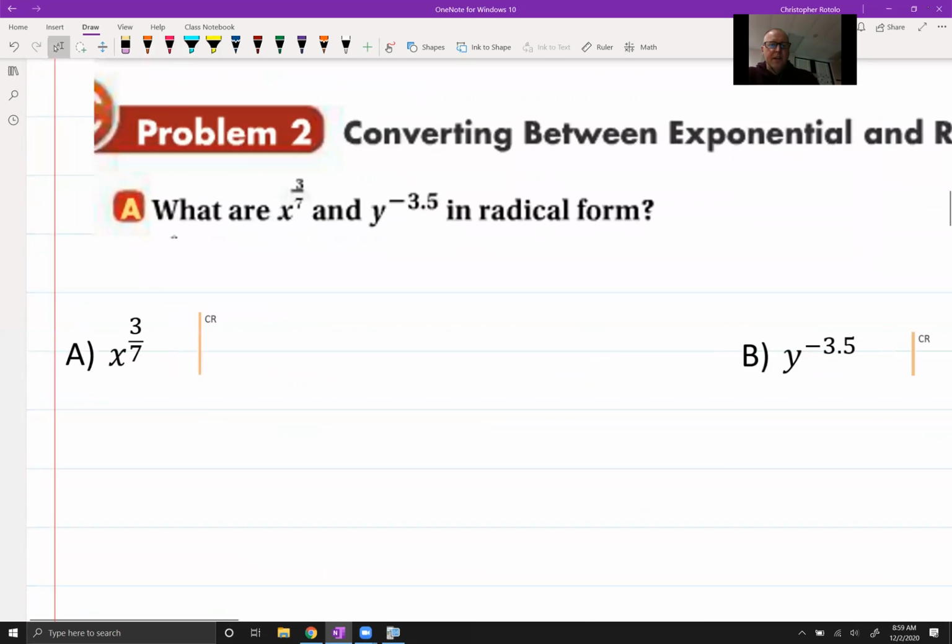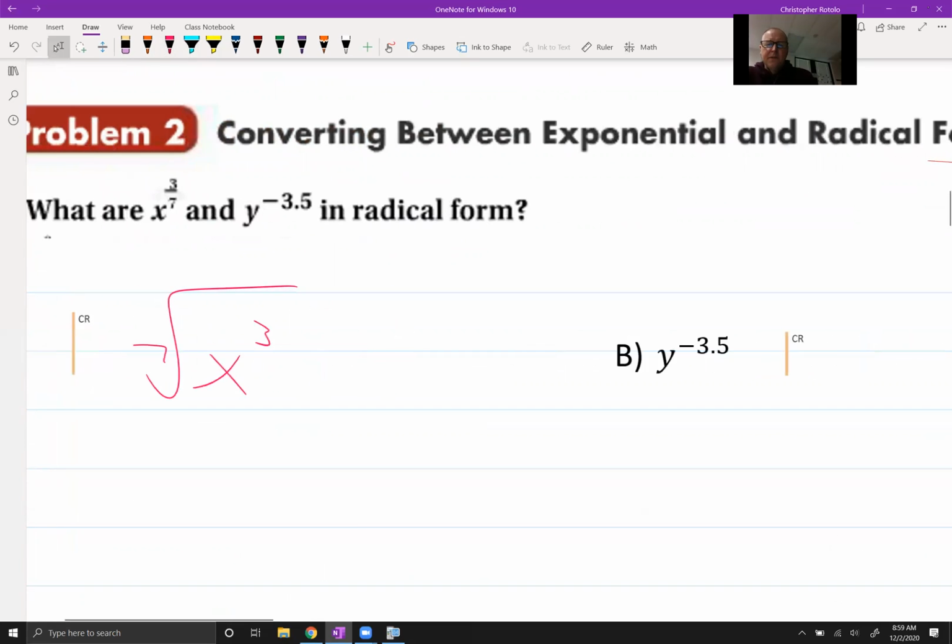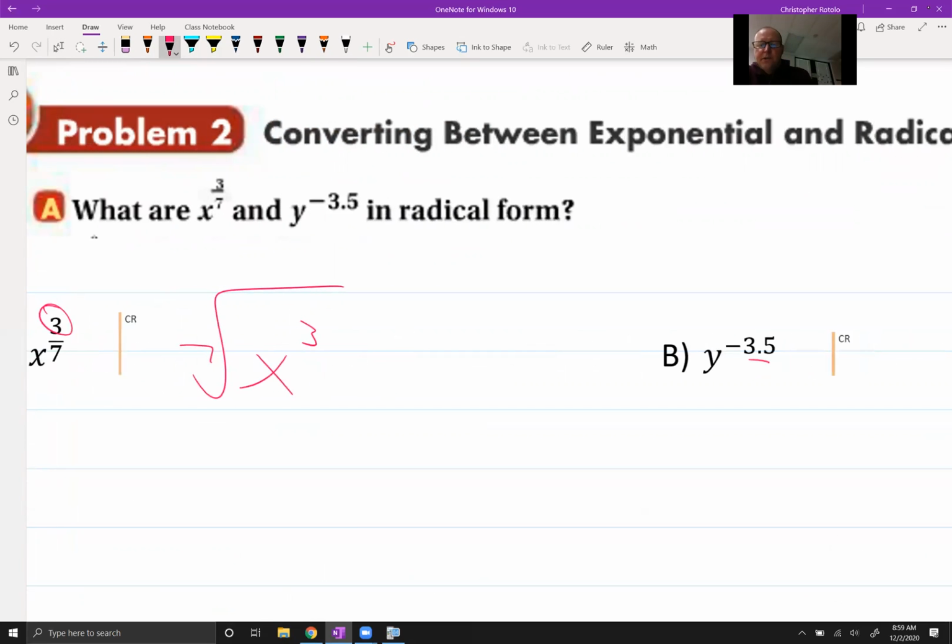So in the first one, we got x to the 3/7. So I need x. It is to the 3rd power. We have to take the root, and the root is 7. So 7th root of x to the 3rd power. Now, if I give you a decimal, first thing we're going to do is change it out. So it becomes 1 over y, and 3½ becomes 7/2. So it's 7/2, and now I have it in the denominator as well.